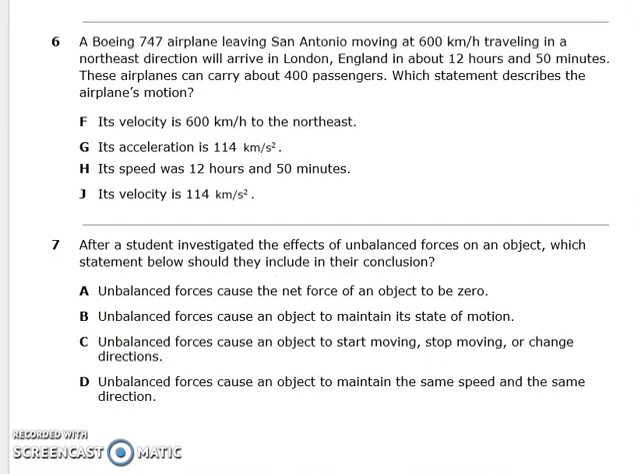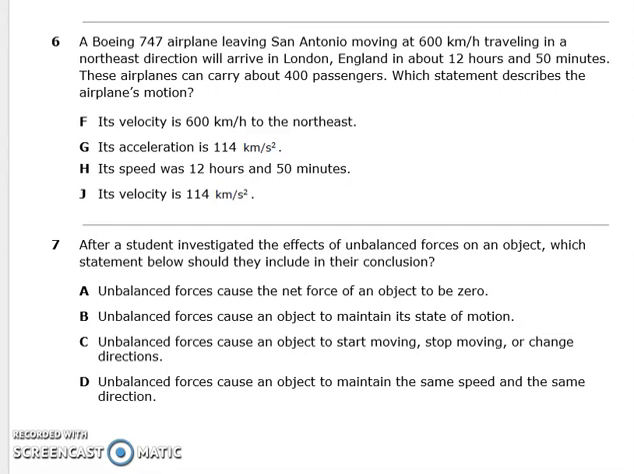Number 6. A Boeing 747 airplane leaving San Antonio, moving at 600 kilometers per hour, traveling in a northeast direction, will arrive in London, England in about 12 hours and 50 minutes. These airplanes can carry about 400 passengers. Which statement describes the airplane's motion?